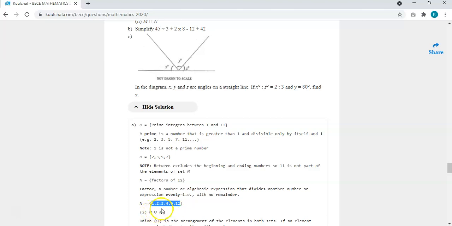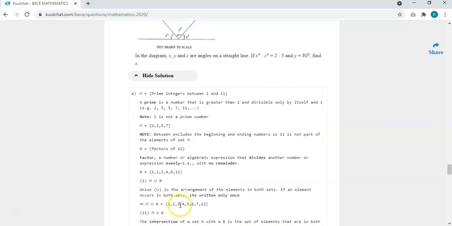Now we are going to find our union. Like I said, a union is arranging the elements from the lowest to the highest in both sets and making sure that if an element occurs in both sets, you only write it once. So we start, the lowest is 1, so we write 1 down, followed by 2. Even though 2 is here and 2 is there, we only write it once. So 2, followed by 3, followed by 4, and there's 5 here, so followed by 5. Then there's 6 here, so 6, then followed by 7. After 7, there is no other number but 12. So it's going to be 1, 2, 3, 4, 5, 6, 7, and 12 to be our union.